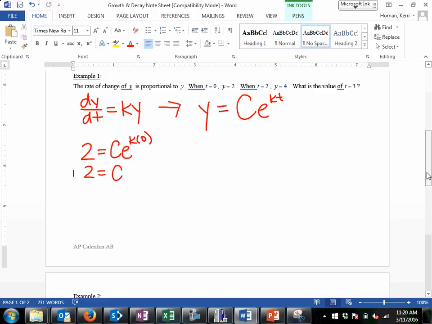I'm going to circle this in blue so we can use it later. But it's blue, so you don't need to circle it. Green means if needed. Now, when t is 2, y is 4.